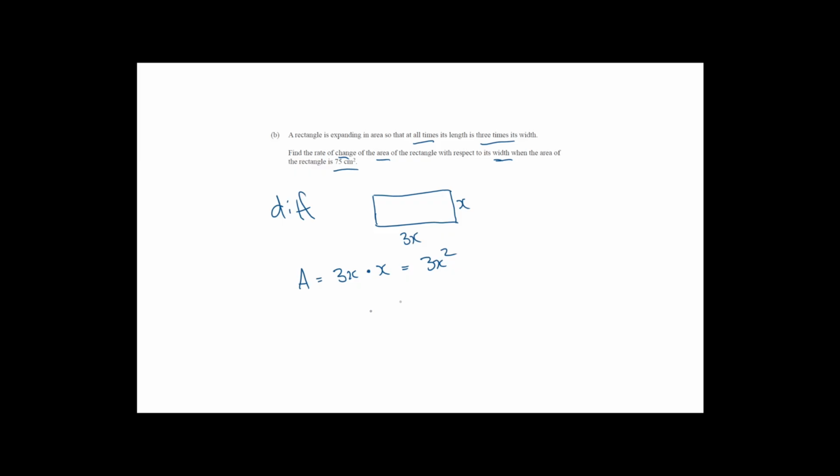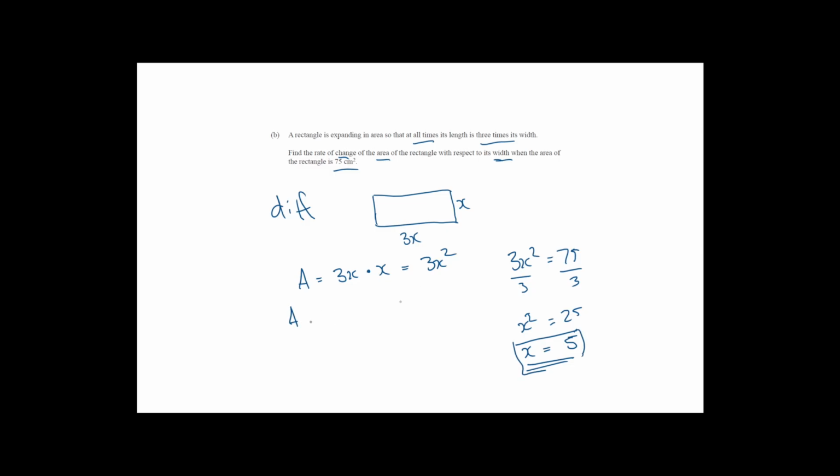When the area is 75, let's find out what x is. So 3x squared equals 75. Divide both sides by 3. So x squared equals 25, and it's going to be pretty simple. So x is going to be plus or minus 5, but you can't have a negative length, so x is going to be 5. So I'm going to save that till later.